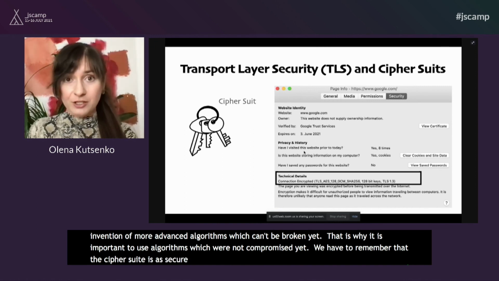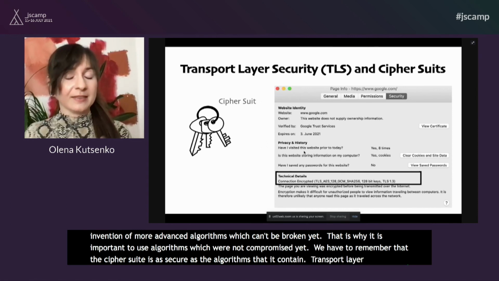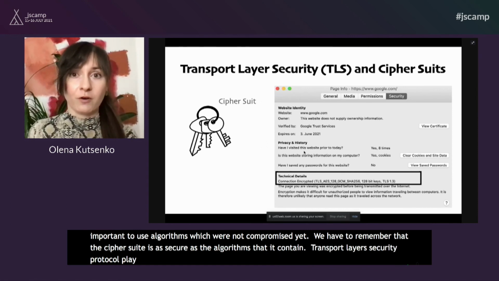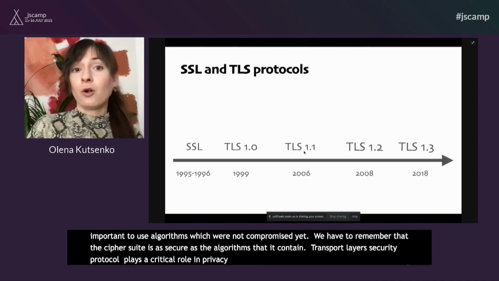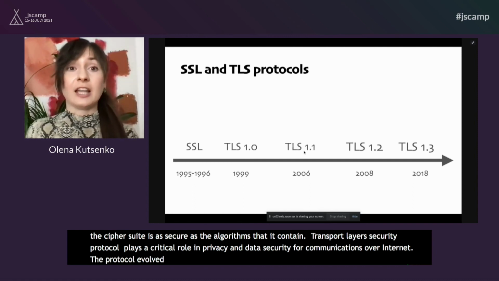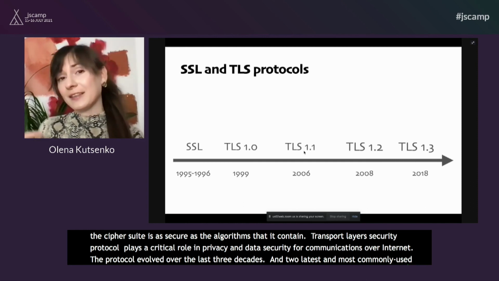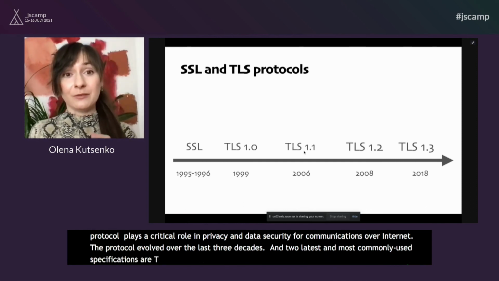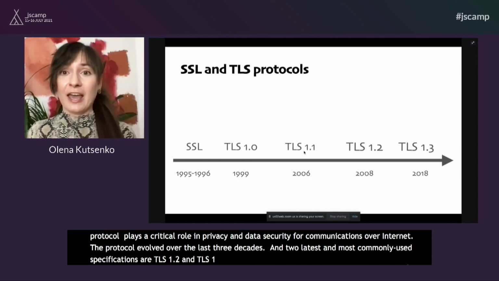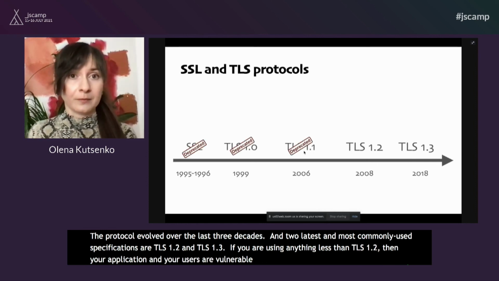Transport Layer Security Protocol plays a critical role in enabling privacy and data security for communications over the internet. The protocol evolved over the last 3 decades, and the two latest and most commonly used specifications are TLS 1.2 and TLS 1.3. If you are using anything less than TLS 1.2, then your application and your users are vulnerable to attacks. Previous versions are deprecated and insecure.